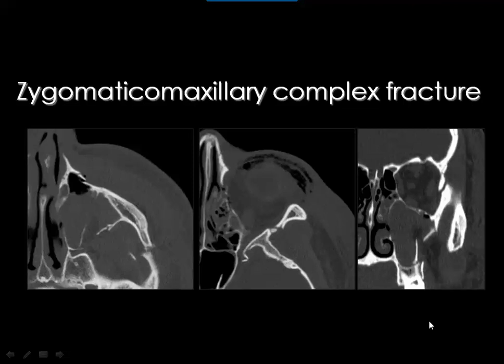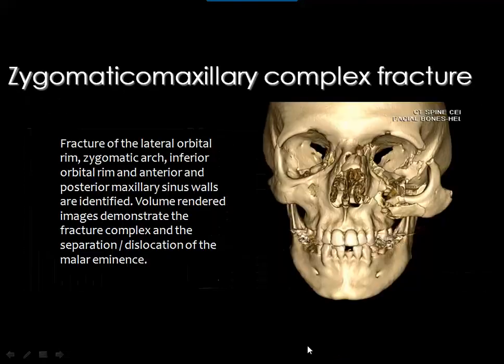And then the coronal images are usually valuable for evaluation of orbital floor injuries, which are common. They are not part of the fracture, but they are commonly associated with zygomatico-maxillary complex fractures. In this case, the orbital floor is intact, as you can see here.